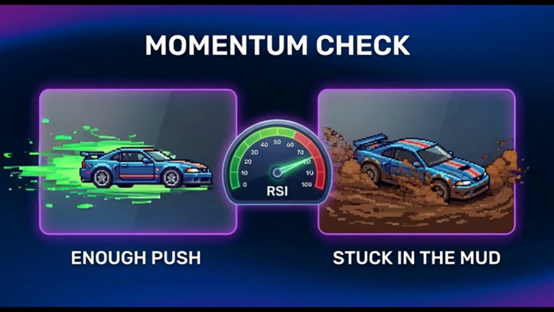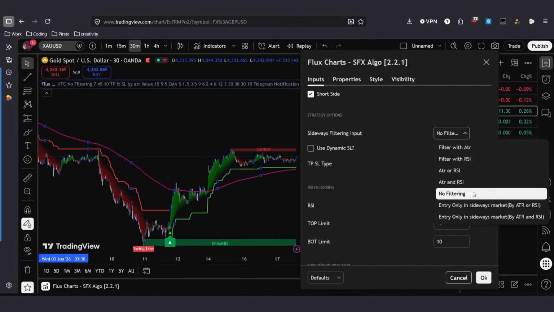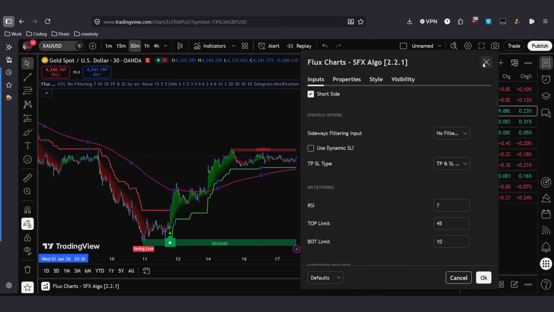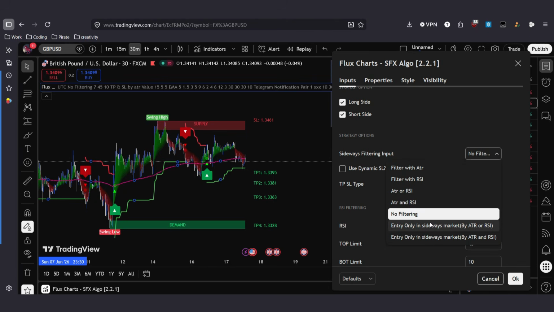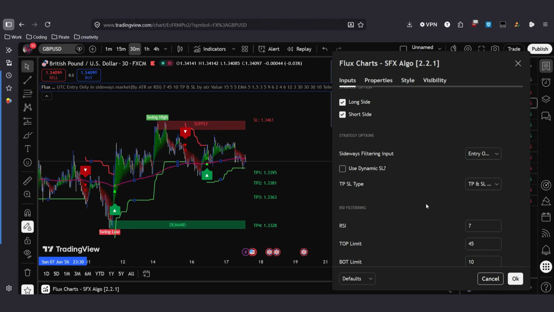And because it gives you different filter modes, you can tune it depending on the asset and time frame. If you're trading something that trends clean, you can loosen the filter. If you're trading something that loves chopping, like it wakes up every day and chooses violence, you tighten the filter.